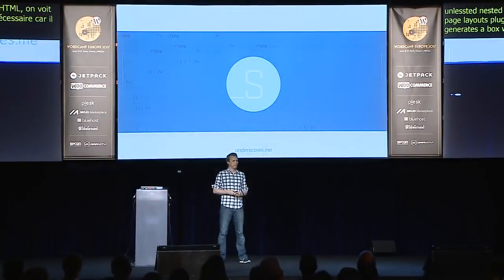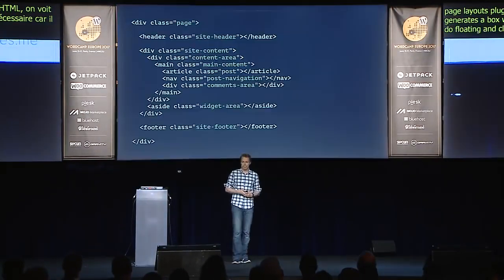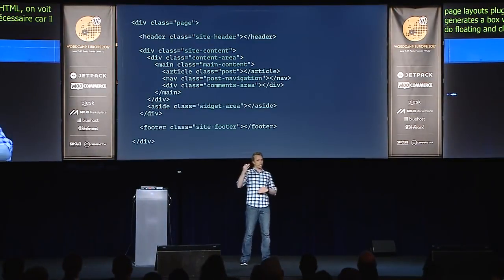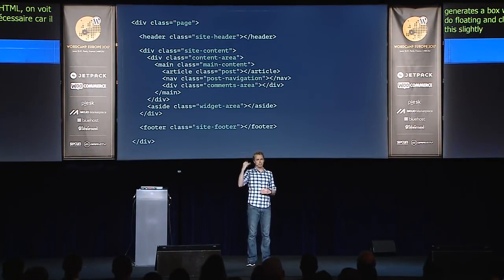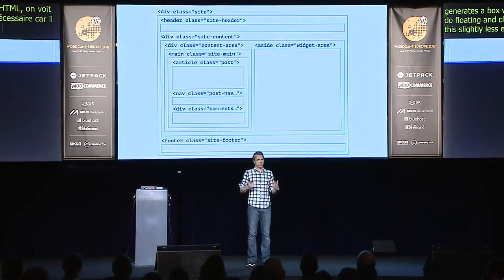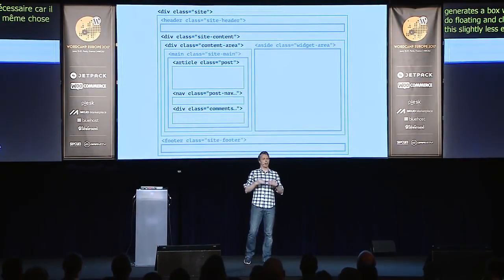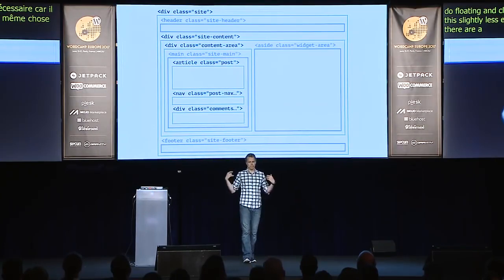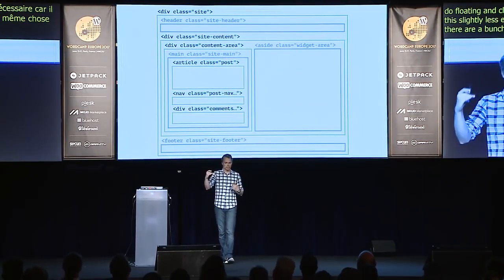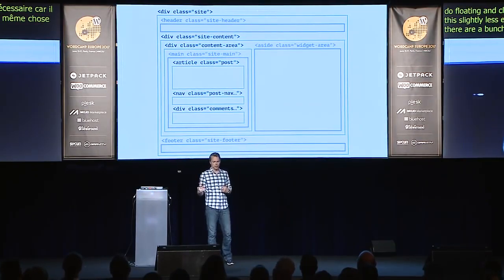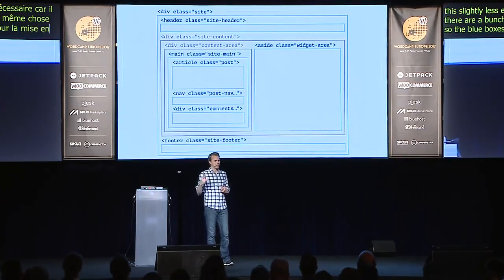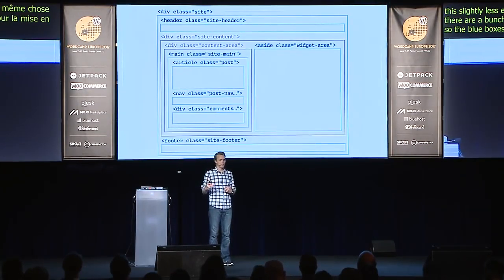Underscores does the same in a slightly less extreme version. When you look at the overall markup of underscores, there's a bunch of elements within underscores that are there solely for the purpose of layout. So the blue boxes here are the header, the main, the aside, and the footer. The red boxes are there for layout purposes.